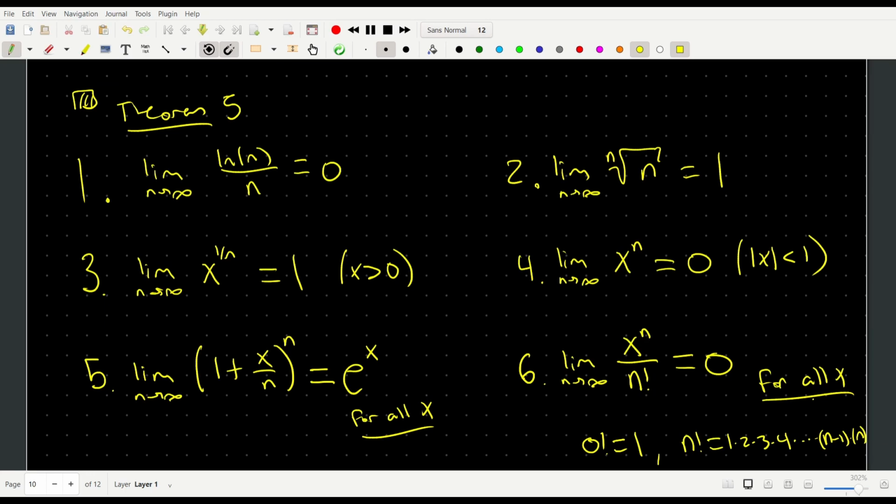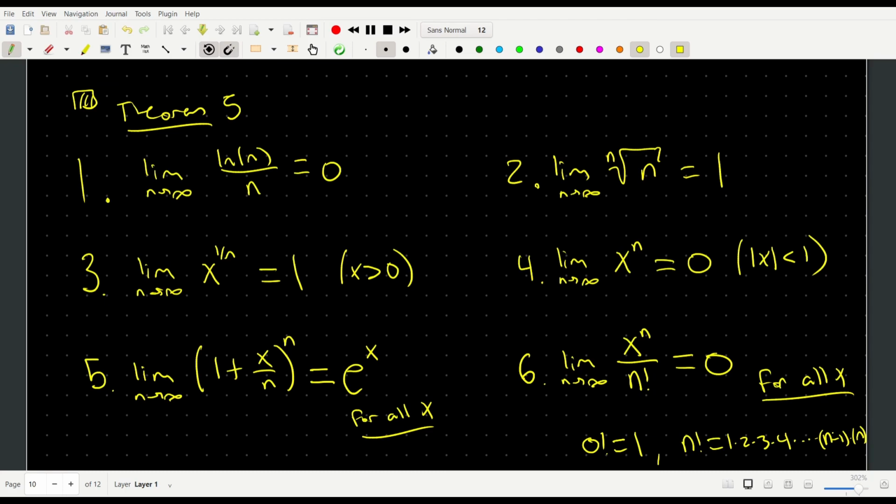I think that using your knowledge of L'Hopital's rule and some of the other limit laws that we went over, 1 through 5 shouldn't be too difficult, and 6 isn't that bad either. You just want to remember the factorial function, which you might not have seen before. It's a function on the natural numbers defined in the following way: 0 factorial is 1, and n factorial for any number greater than 0 is the multiplication of all natural numbers up to that number, including the number as well.